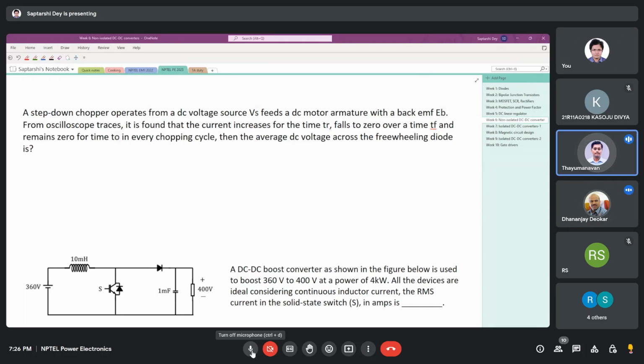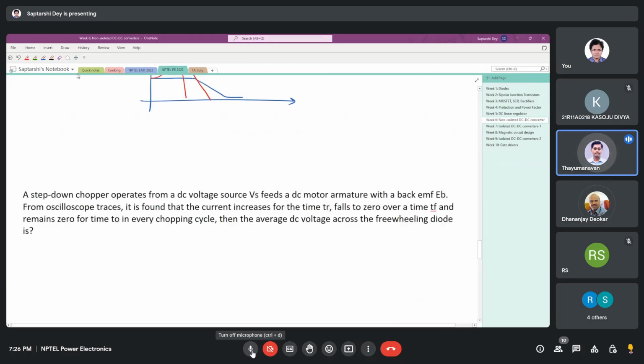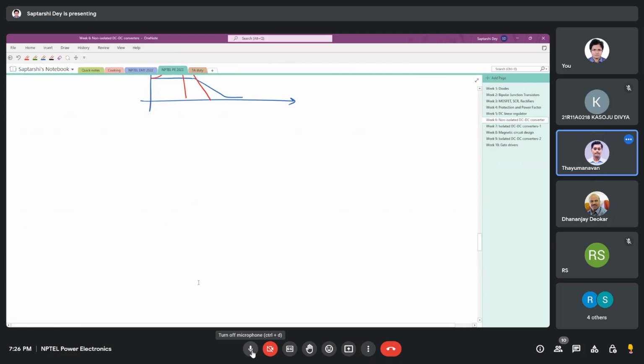Yes, sir. The slope of the current is given. For buck boost, it is Vi by L and V naught by L, for both the on and off switching instants. If I take the ratio of V naught by Vi, it comes to be 2.4 from the given question. If you could see the data, it would be helpful.